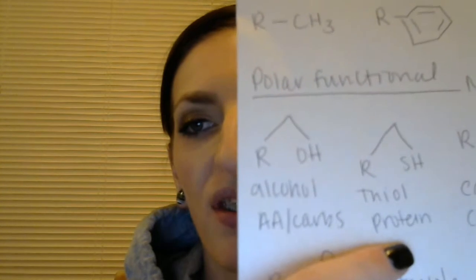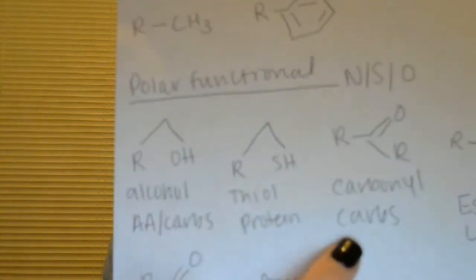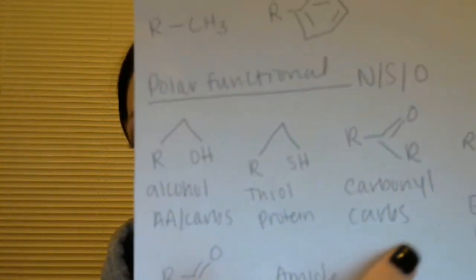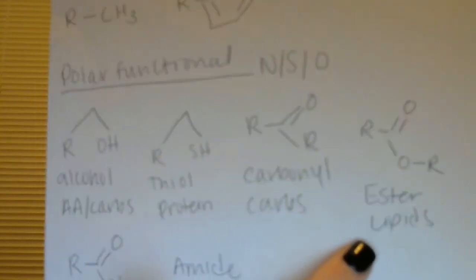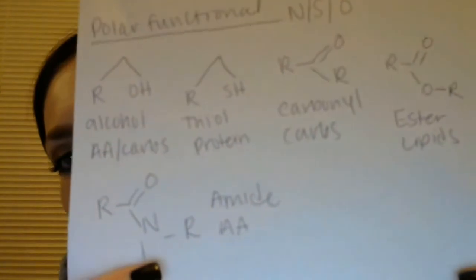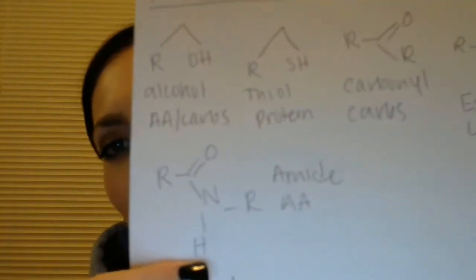We have thiol, this is part of protein. We have carbonyl, which is part of carbohydrates. We have ester, which is going to be found in lipids. And then last but not least, we have amide, which are also found in amino acids.